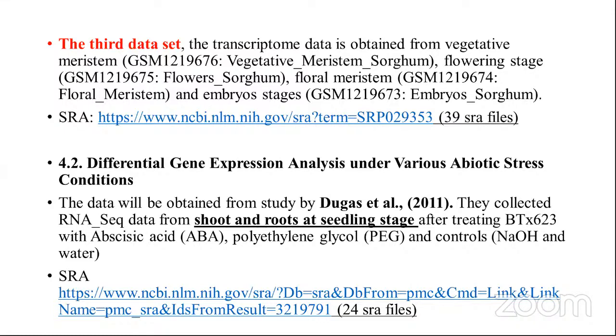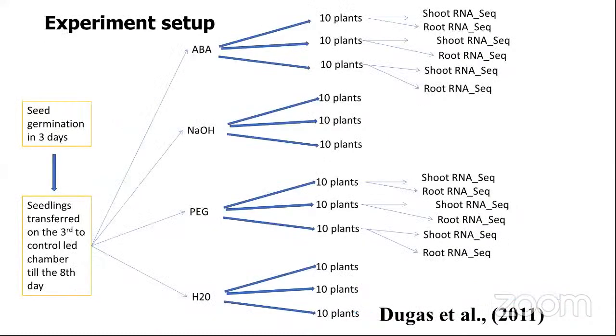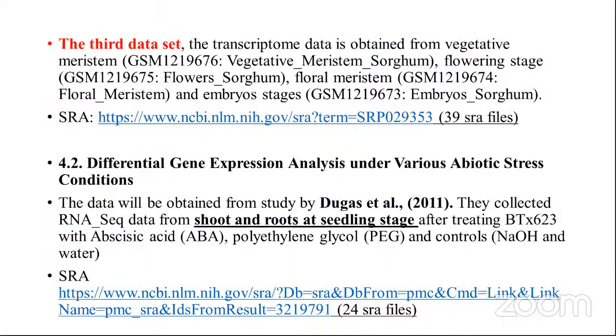And this data was obtained from Douglas et al. 2011, where SRA sequence data was collected at seedling stage from shoot and roots under four different treatments. The presentation will mainly provide analysis for subsection 2, which is 4.2.